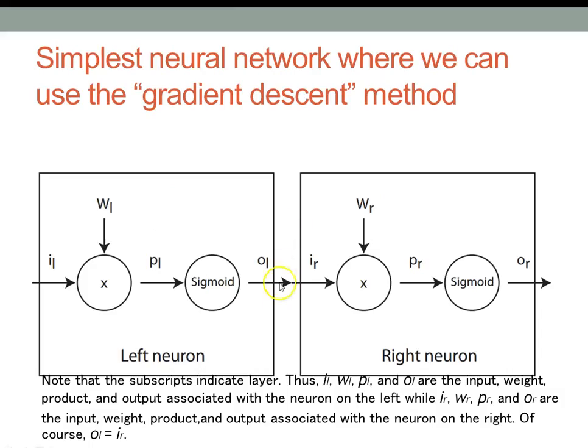So OL and IR are the same thing. Where is that? Here. OL and IR are the same thing. Okay? Now what does PL stand for? That's called the product. Why is it called the product? Because it's I times W. It's the product of I and W. So we also have a P here, because it's I times W.